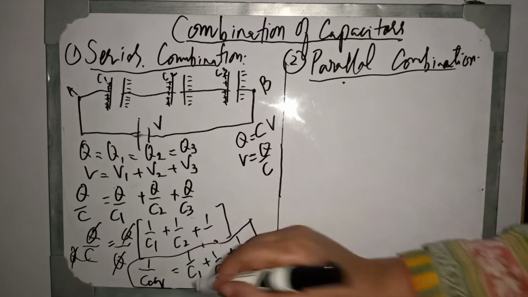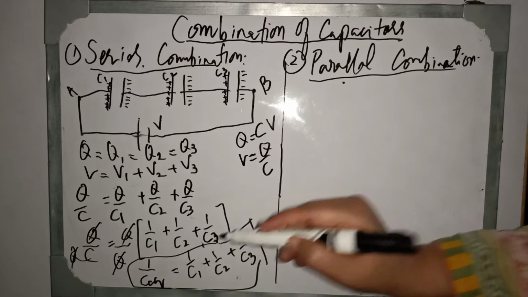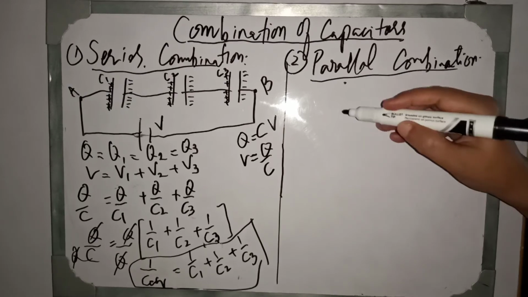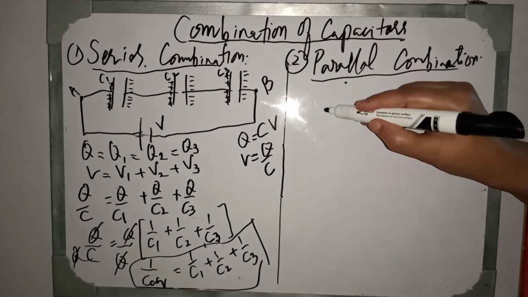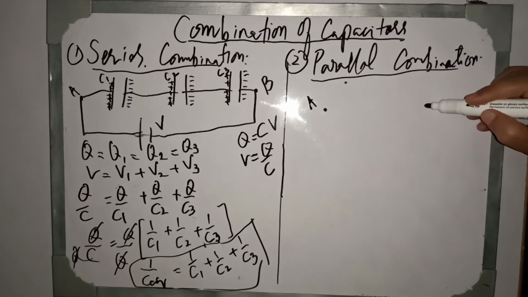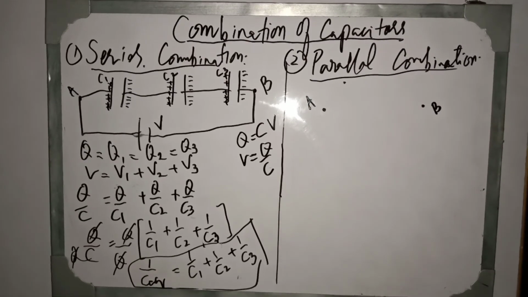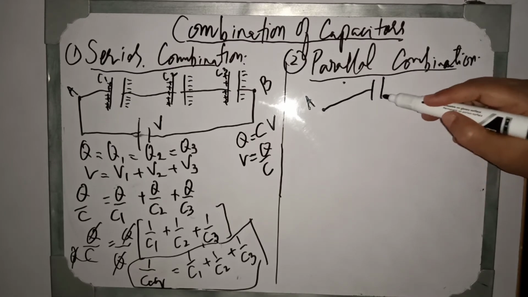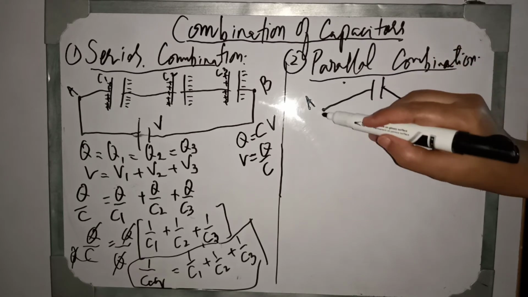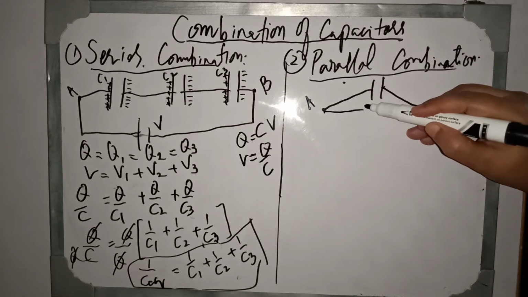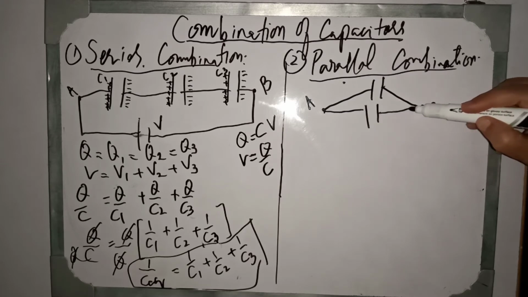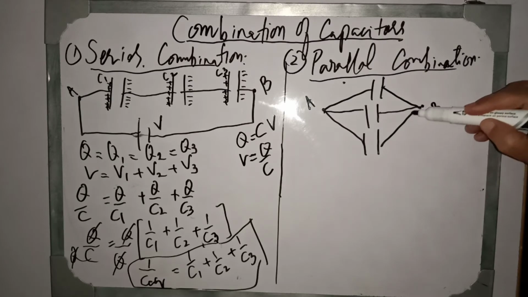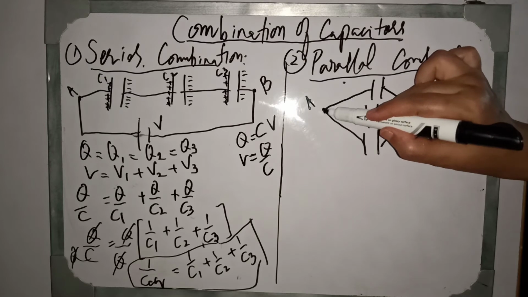Now we are going to find the values for the parallel combination. In the parallel combination, the equation is somewhat different. Say this is point A and this is point B. In between these 2 points, we connect 3 capacitors in such a way that this is capacitor 1, this is capacitor 2, and this is capacitor 3. In this way, 3 capacitors are attached between the same 2 points.